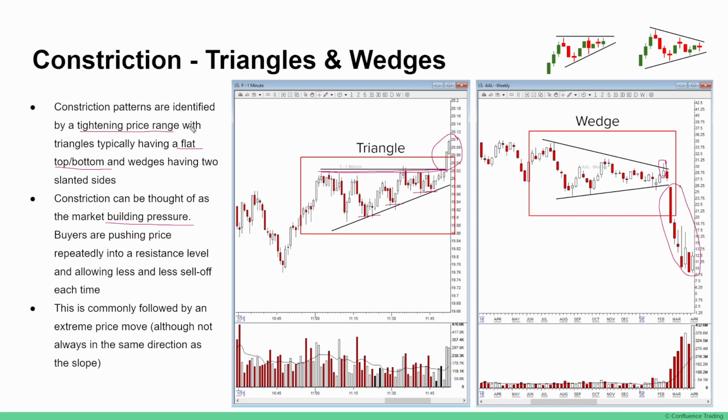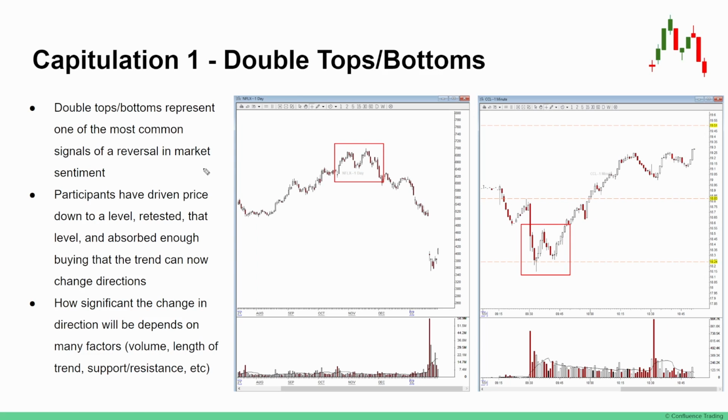But for now, just identify constriction as a tightening range and building pressure in the market. And with that, we reach the 4th C in our 4 C's of price action. For capitulation, I've broken it out into 2 primary patterns that I want you to focus on: double tops or double bottoms, and then the head and shoulders pattern, or an inverse head and shoulders pattern.